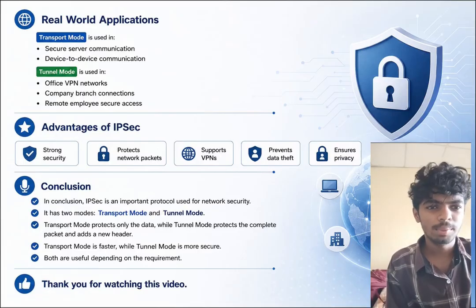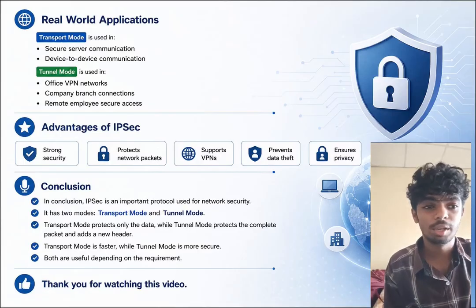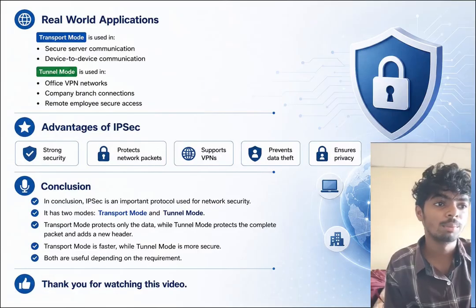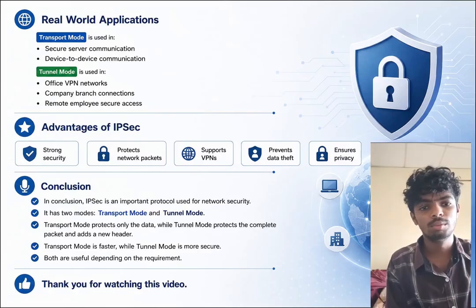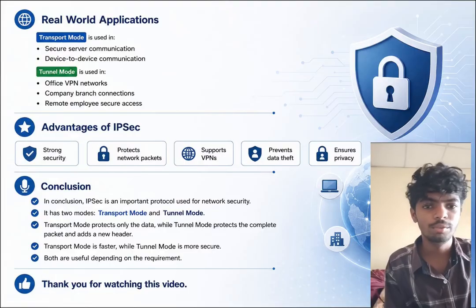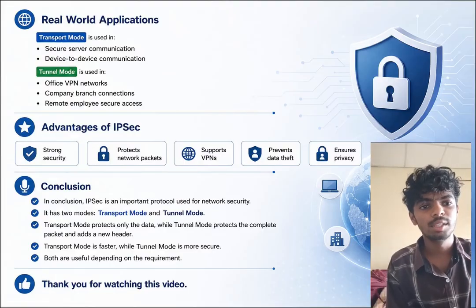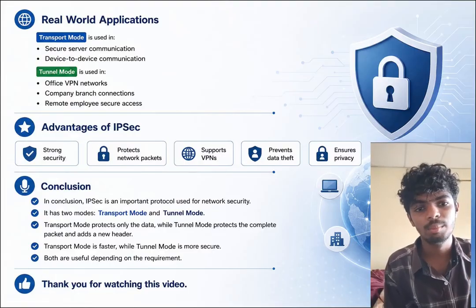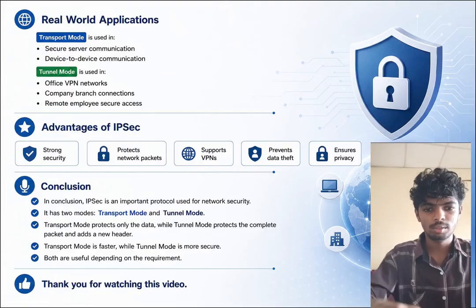And overall, IPsec plays a major role in ensuring secure, private, and reliable communication in today's digital world. Because we mostly use the internet, IPsec is a really important aspect of modern life.